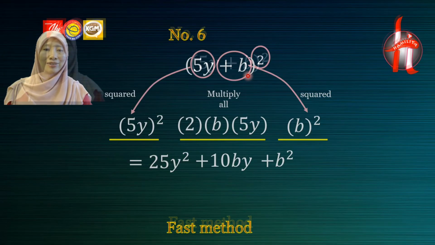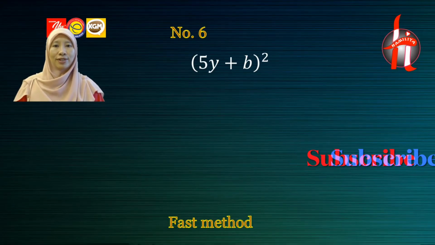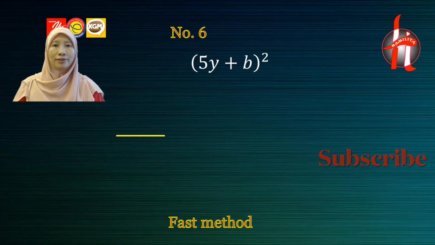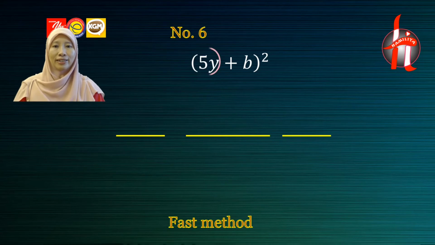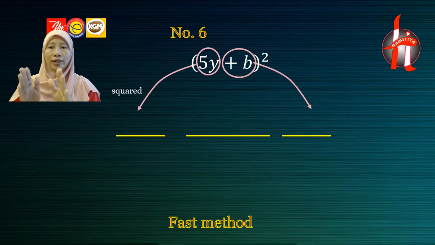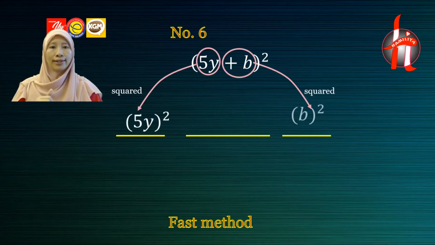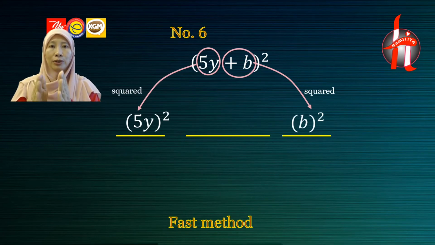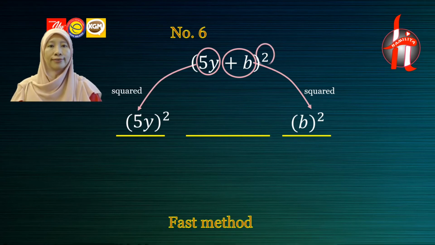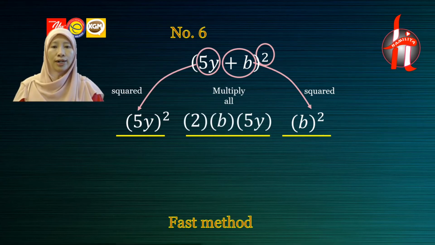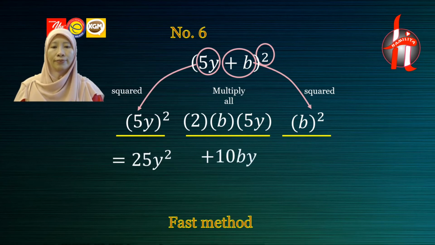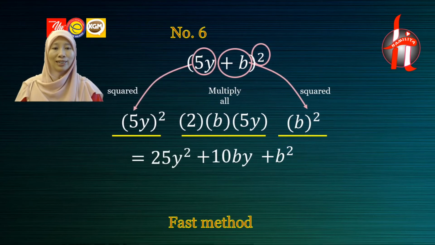Now let's see example number 6. We have 5y plus b squared. Make 3 spaces, and then we are going to square the first number, and then square also the second number at both ends. You square both ends. We get 5y squared and b squared. And in the middle, we multiply all. So we get 2 times b times 5y, and finally we get 25y squared plus 10by plus b squared. Finally, we just arrange them close together.